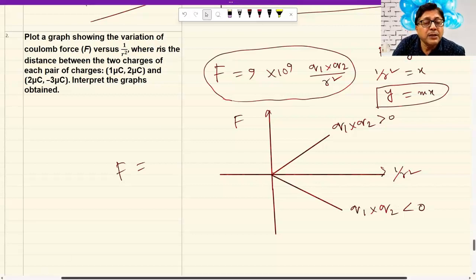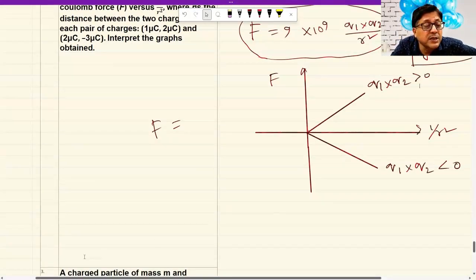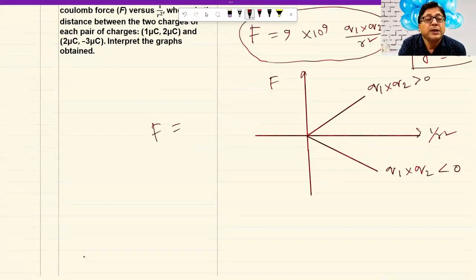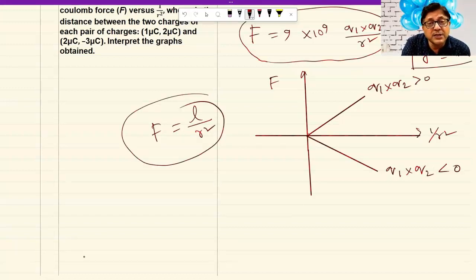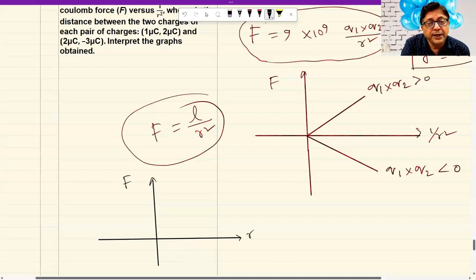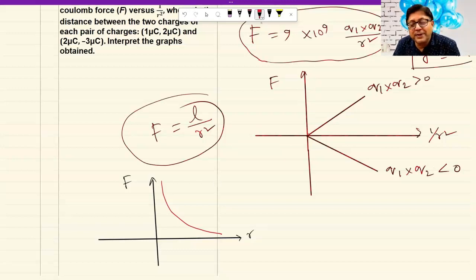But in general, when you consider the graph of Coulomb's law, F versus r, we have plotted F versus 1 by r square, that's why we got a straight line. But F versus r, if we try to plot, it is going to be F equal to a constant by r square, this type of graph. This is r, this is F. It falls rapidly, since r square is there. As it obeys the inverse square law, as in gravitation, here also with distance it falls.